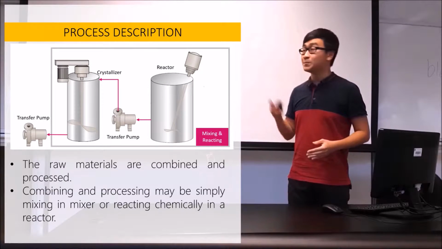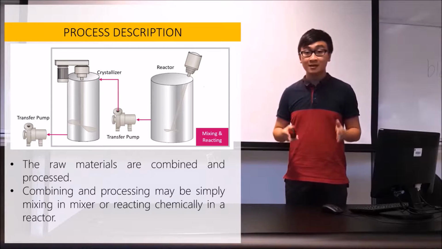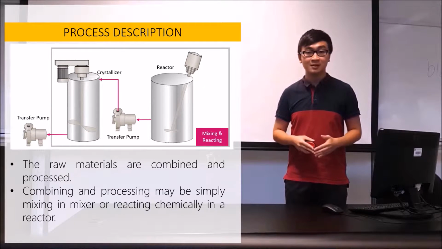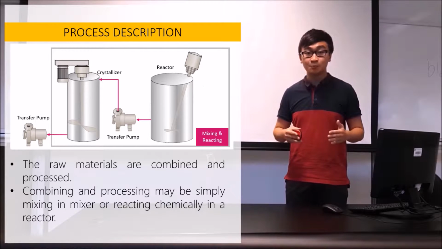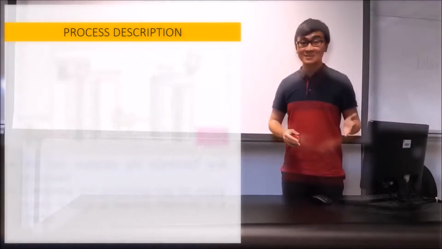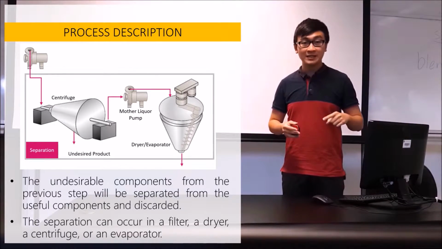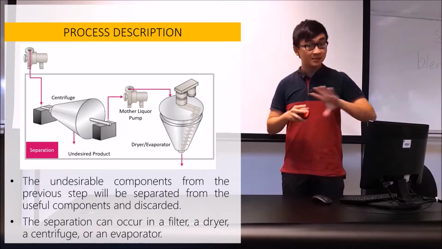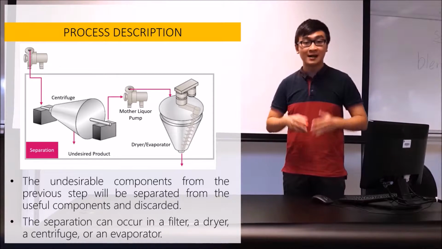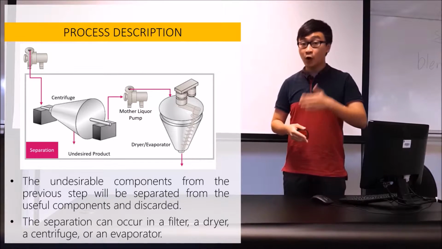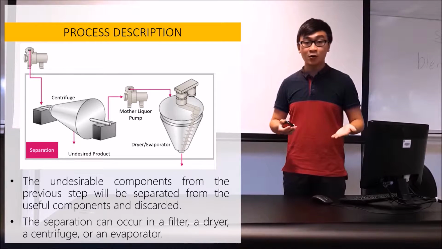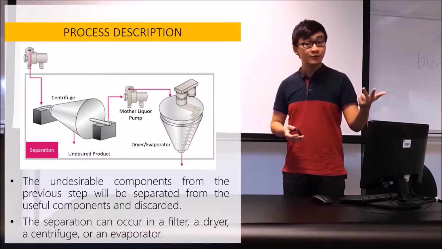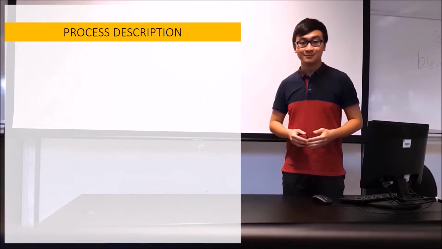The second section is mixing and reacting. Once there is reasonable access, the raw materials are combined and processed. Combining and processing may be simply mixing in a mixer or reacting chemically in a reactor. The third section is separation. This step is the important part of the process where the undesired components from the previous step will be separated from the useful components and discarded. The desired components will be moved on to the next step. The separation can occur in a filter, dryer, centrifuge, or an evaporator.